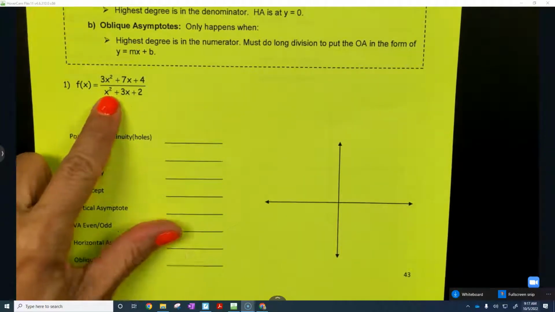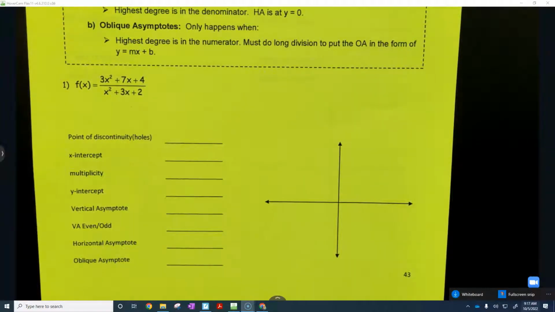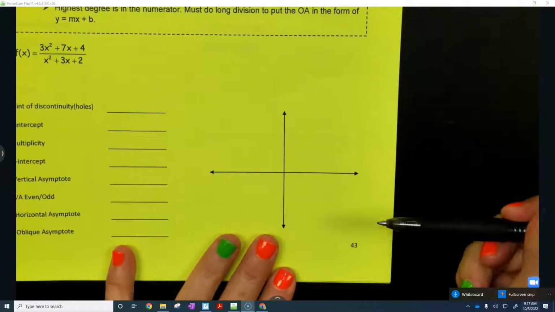Yesterday we solved. Today we are going to graph. So we're going to graph these fractions. They're called rational functions. So you have, I don't even know how many steps. Please write this down on the side of your paper.